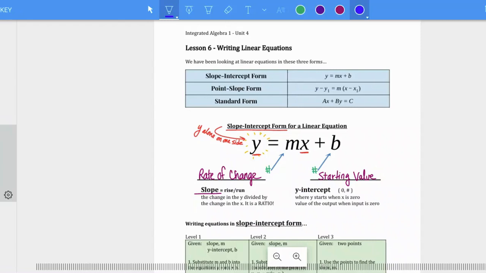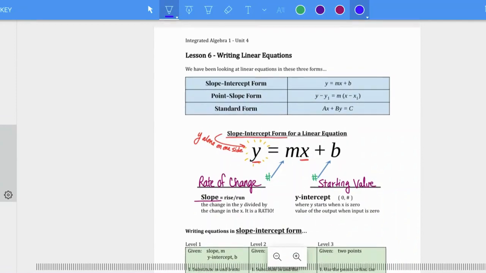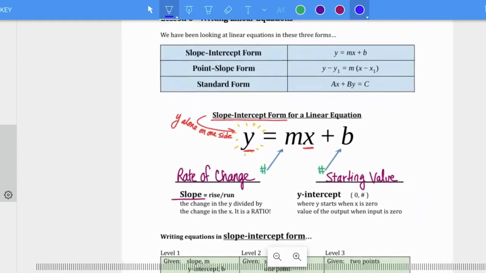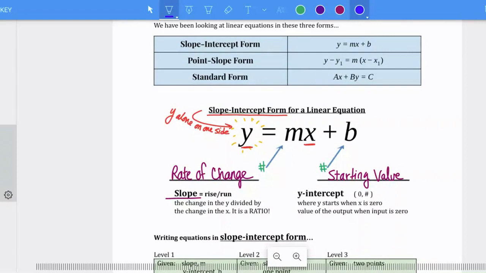This is lesson 6, writing linear equations. We're going to take a closer look at the three forms of linear equations, which are slope-intercept form, point-slope form, and standard form. And point-slope form is probably going to be the newest one to us at this point. But our goal here is to write equations in slope-intercept form, which is the y equals mx plus b.